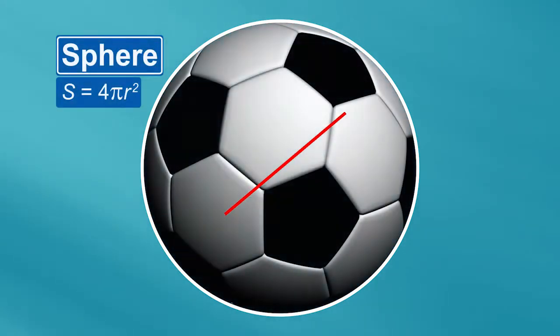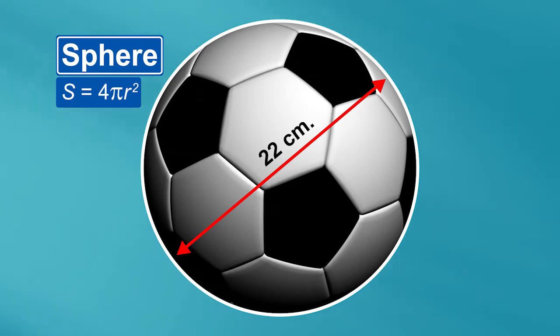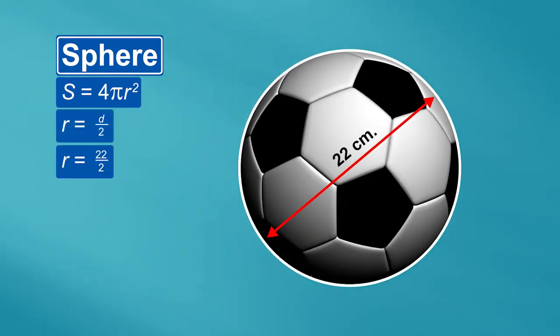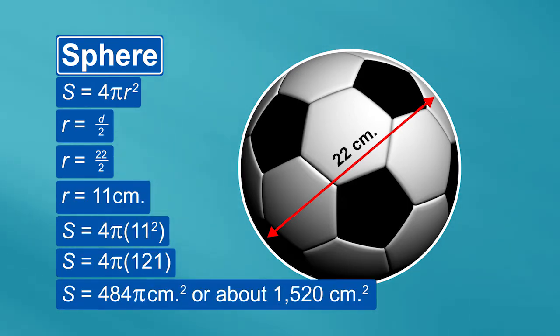If a ball had a diameter of 22 centimeters, you could calculate the surface area by taking the radius, which would be 11 centimeters. The solution here would be about 1,520 centimeters squared.